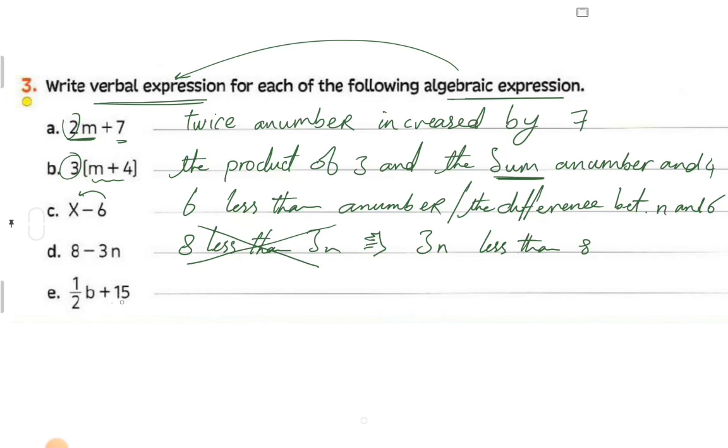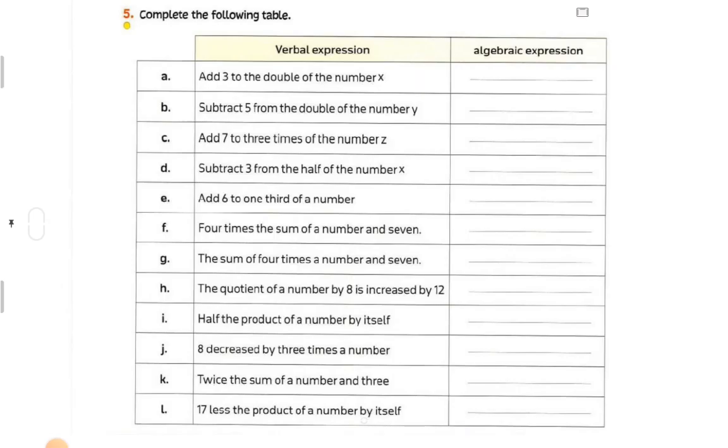Half b plus 15. Half b plus 15: the sum of half of a number and 15. Okay, now complete the following table.